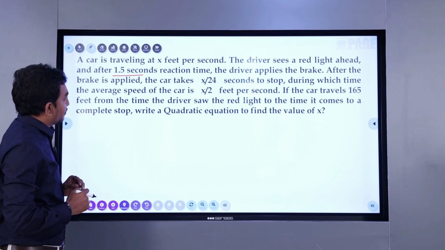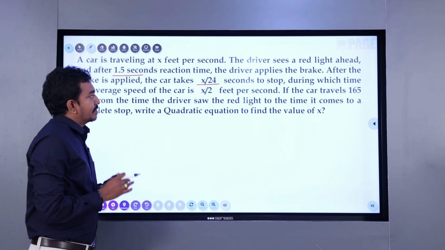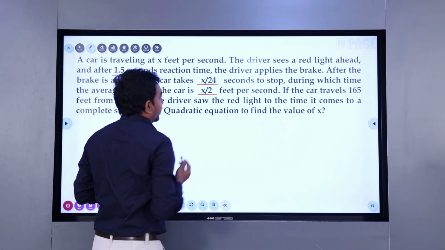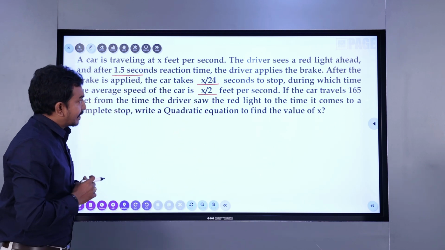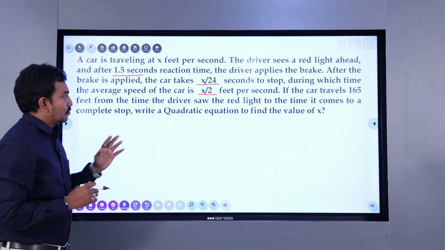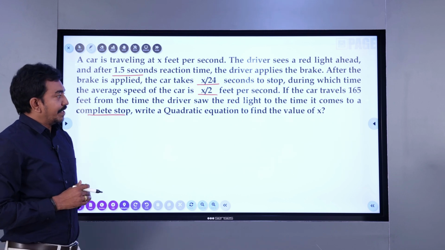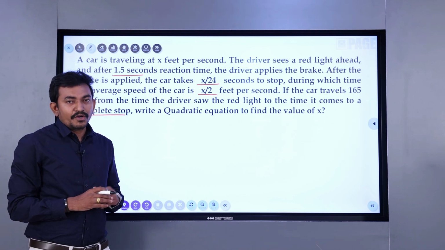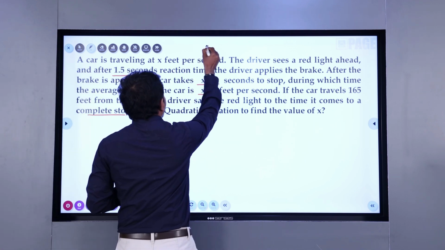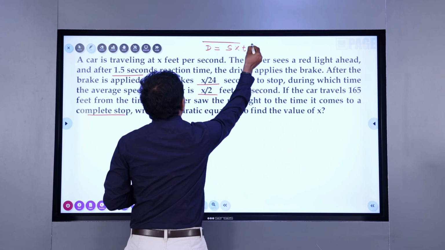After the brake is applied, the car takes x by 24 seconds to stop, during which time the average speed of the car is x by 2 feet per second. If the car travels 165 feet from the time the driver saw the red light to the time it comes to a complete stop, write a quadratic equation to find the value of x. We know that the fundamental of distance traveled by any object is nothing but speed into time. Hope you guys know about this.